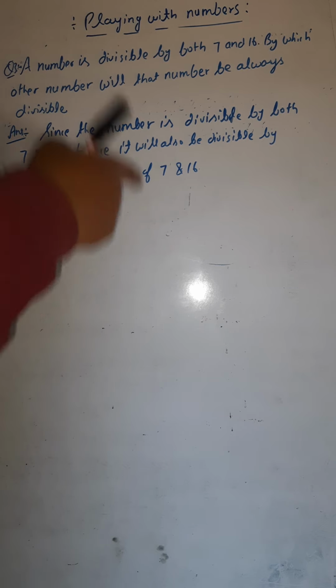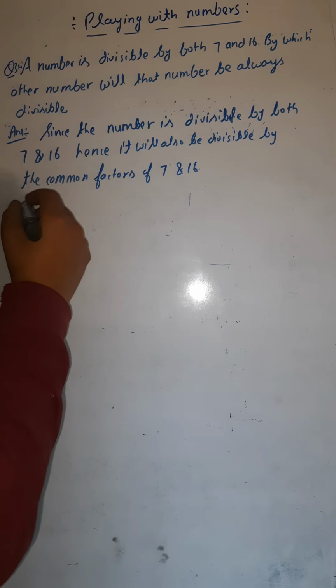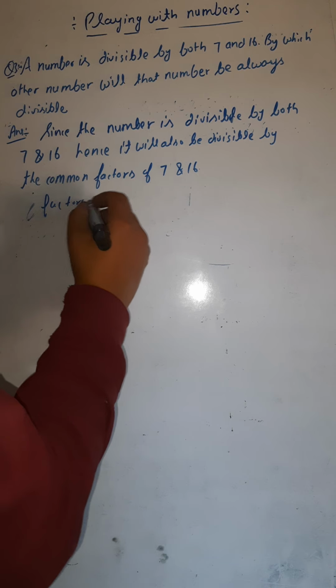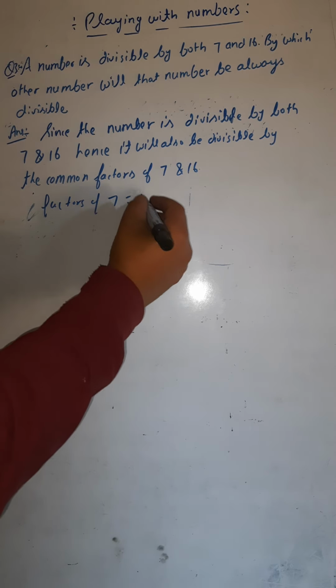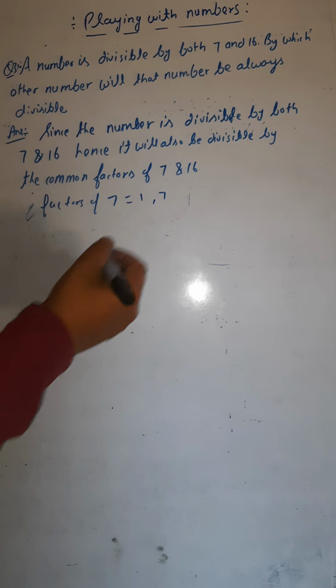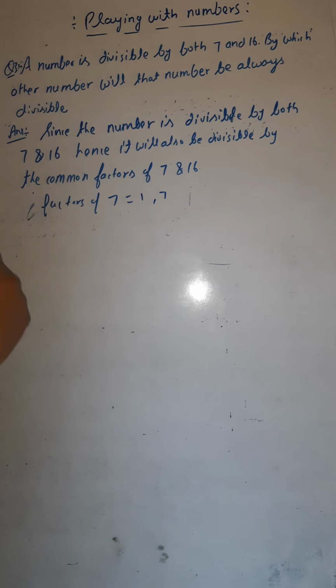So now we would find out the factors of 7, then 16, then their common factors. Factors of 7: can you tell me the factors of 7? They mean the numbers which divide 7. It is divisible by 1, how many times? 7 times. So 1 and 7 both are the factors of 7. Only these are the numbers which are dividing 7.